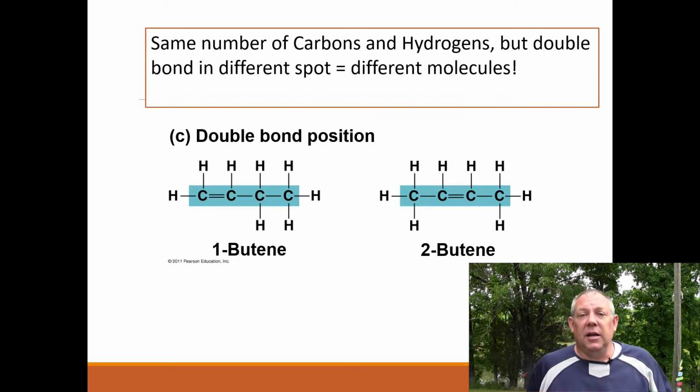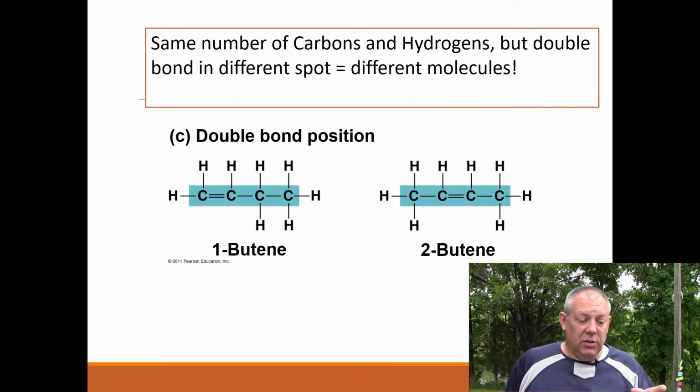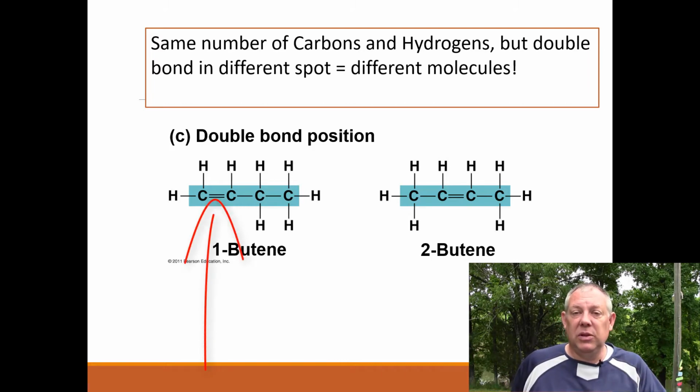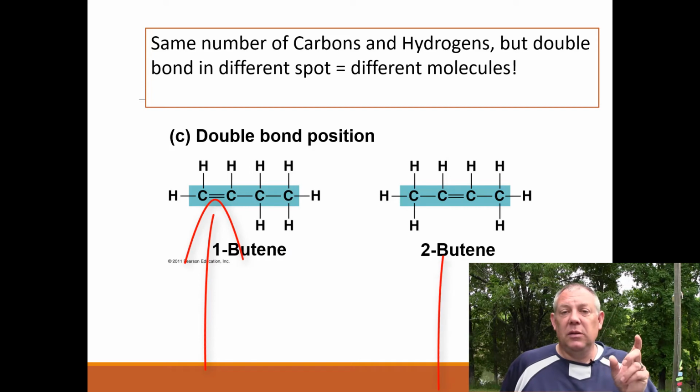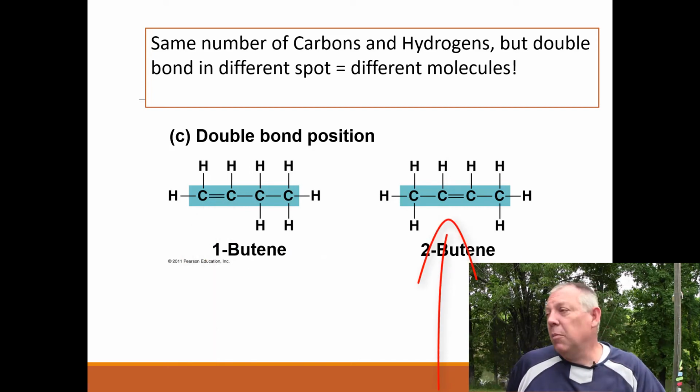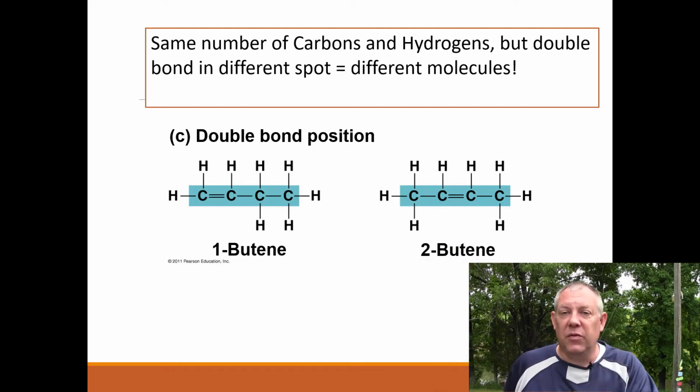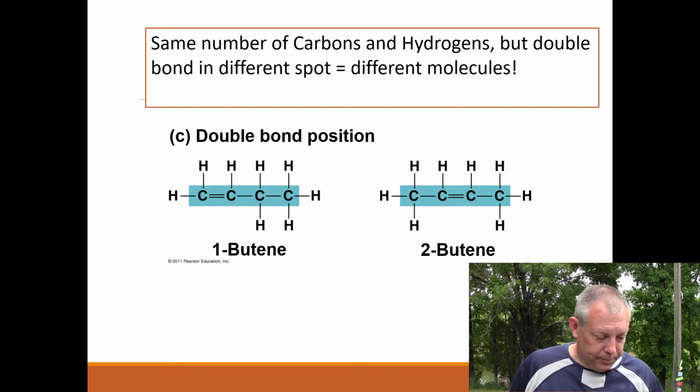Where the double bond is in the molecule can give it different properties. And so we've got 1-butene and 2-butene, and the numbers often tell you where the double bond is. In the first one, the double bond is between the first two carbons, and in the 2-butene, the double bond is between the two middle carbons. You've got the same number of carbons, same number of hydrogens, just where that double bond is. Different molecule, different properties.